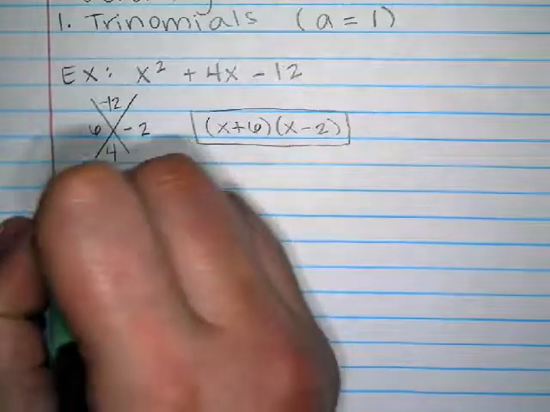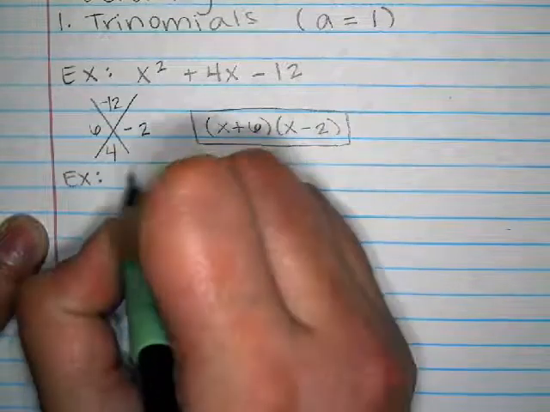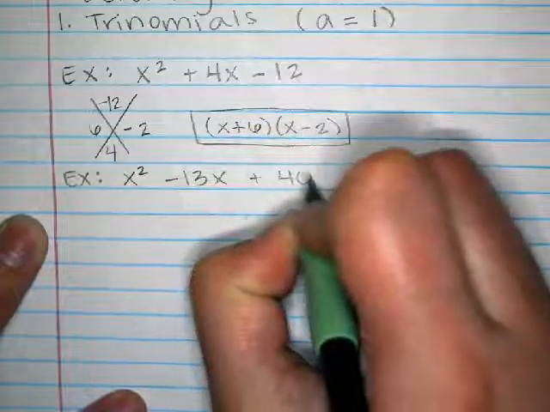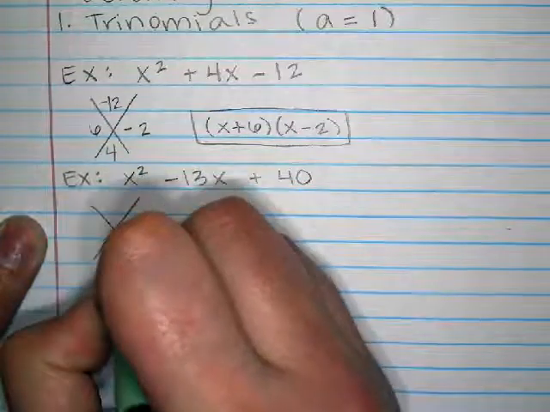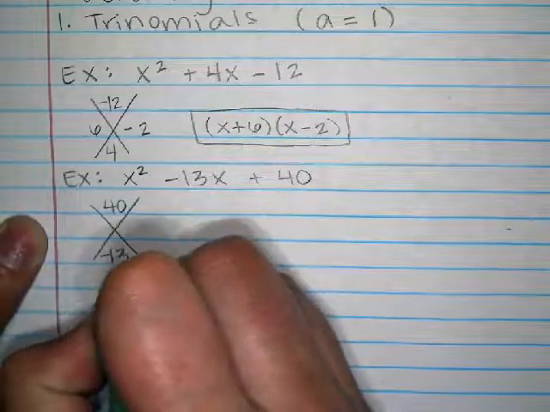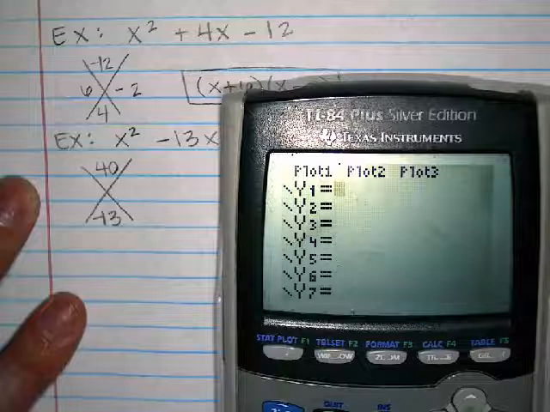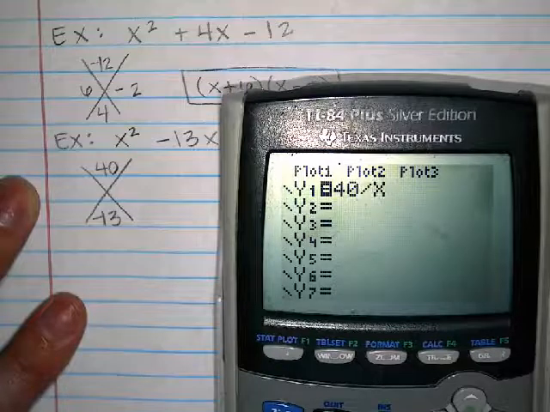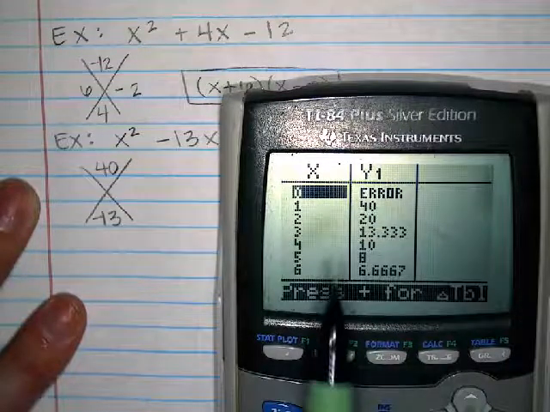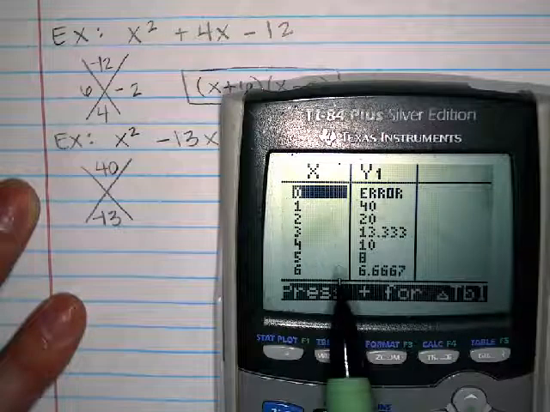For the next example, we'll say x squared minus 13x plus 40. What are the two numbers that multiply to 40 but add to a negative 13? If I was doing this on my calculator, I would type 40 divided by x and look at the table. All of these add to positive numbers. 1 plus 40 is 41, 2 plus 20 is 22.